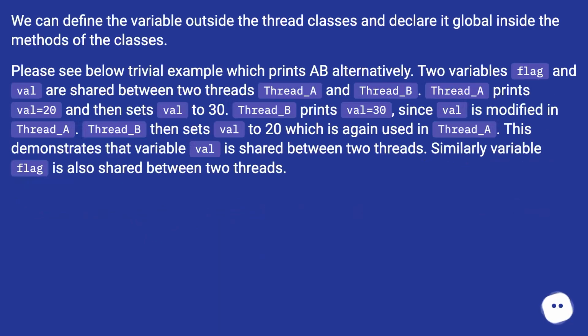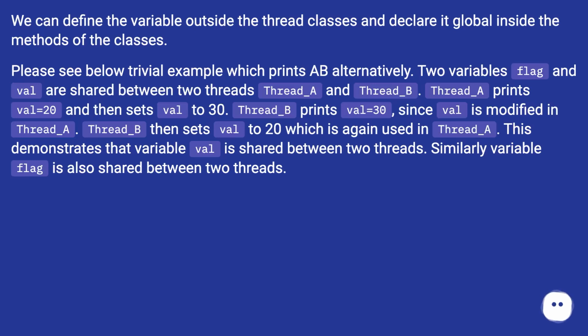We can define the variable outside the thread classes and declare it global inside the methods of the classes. Please see below trivial example which prints up alternatively. Two variables flag and val are shared between two threads thread_a and thread_b. Thread_a prints val equals 20 and then sets val to 30.